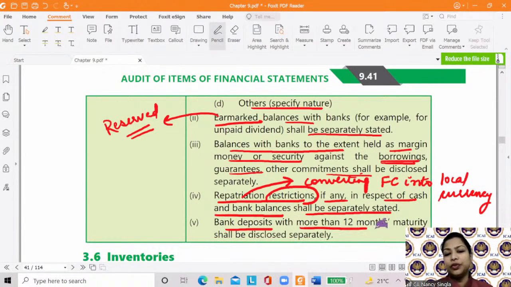And bank deposits with more than 12 months maturity shall be disclosed separately. Your FDs, okay, your deposits, these are to be shown separately.